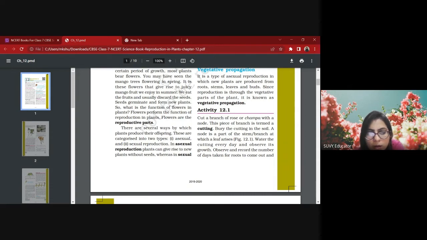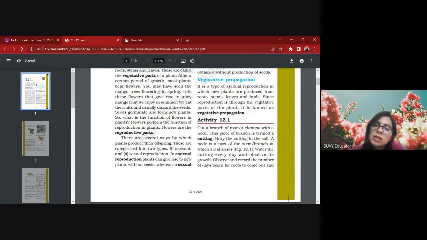So we have discussed the modes of reproduction, that is sexual and asexual. Asexual involves only a single parent, and sexual reproduction involves both parents, male and female. In lower plants, asexual reproduction takes place, and in higher plants, sexual reproduction. So, the asexual mode of reproduction in plants is also known as vegetative propagation.